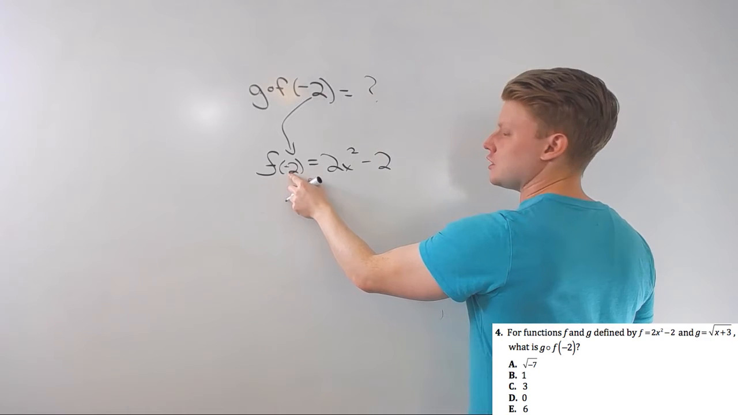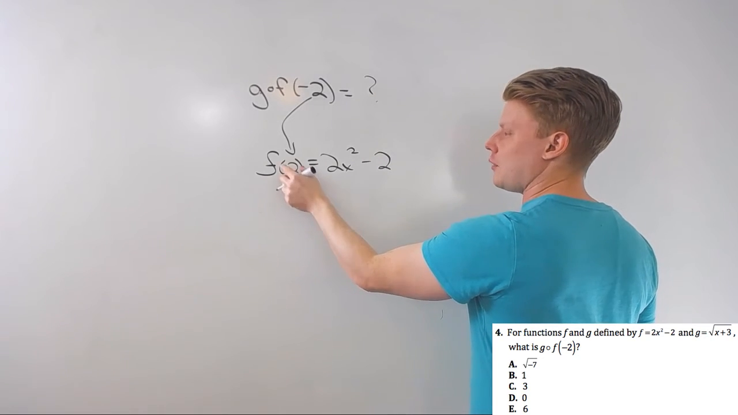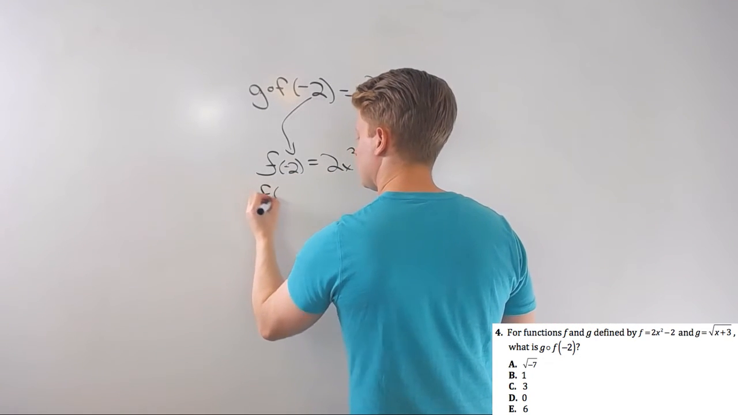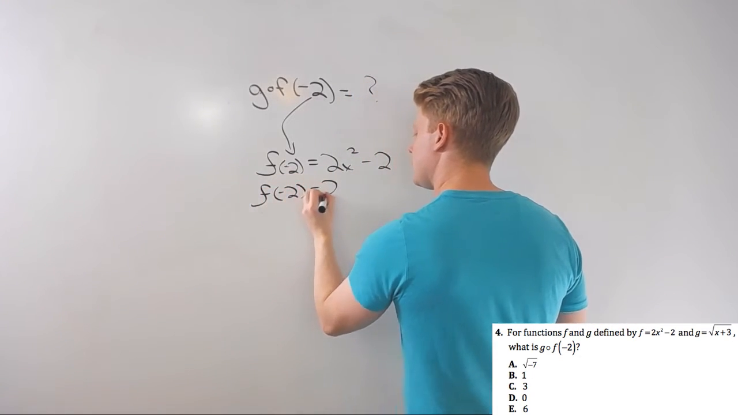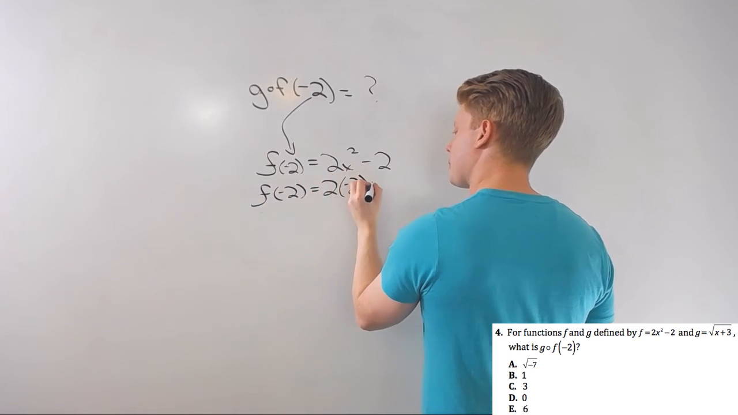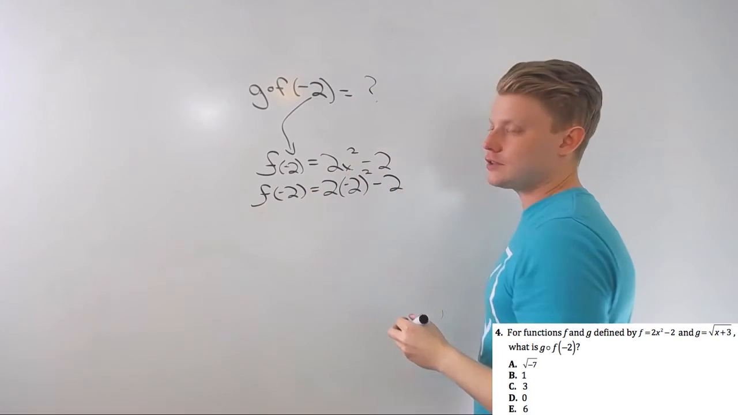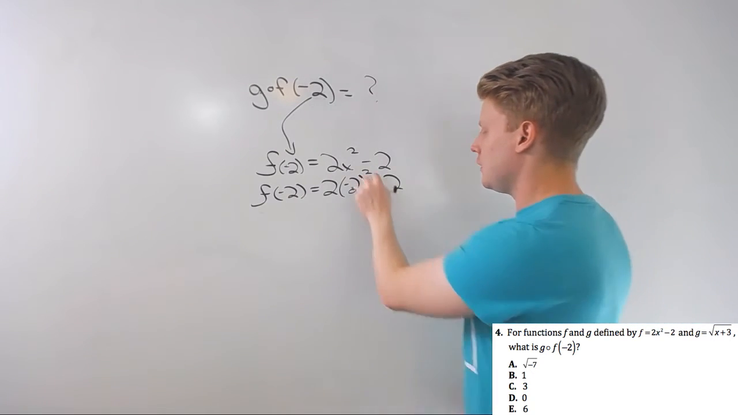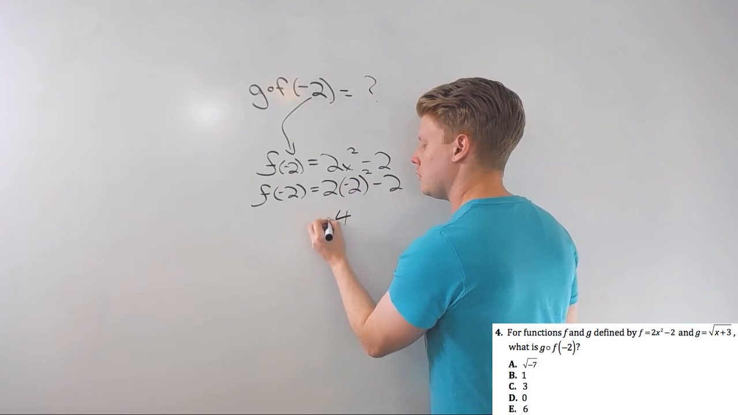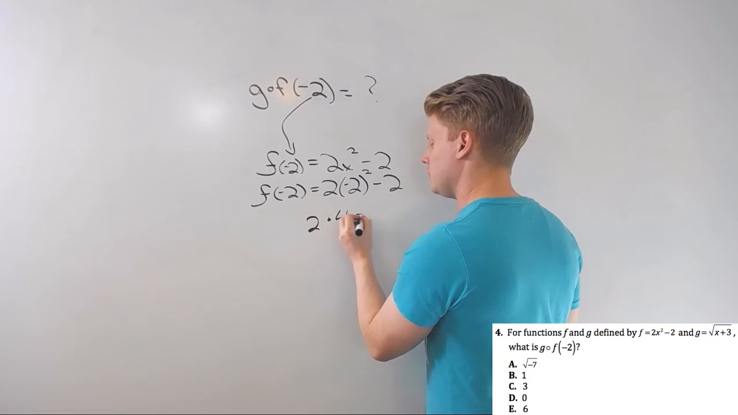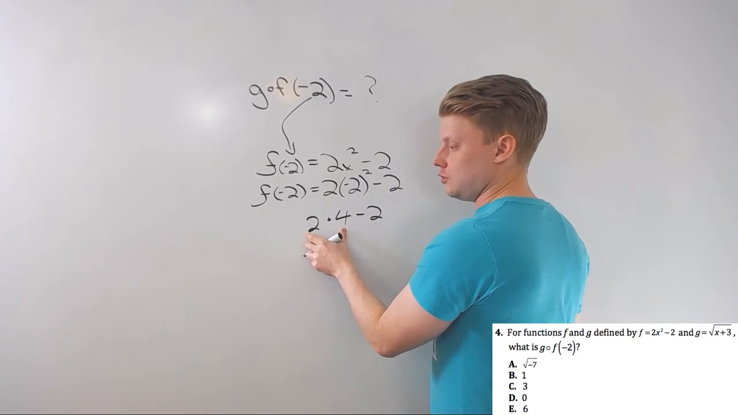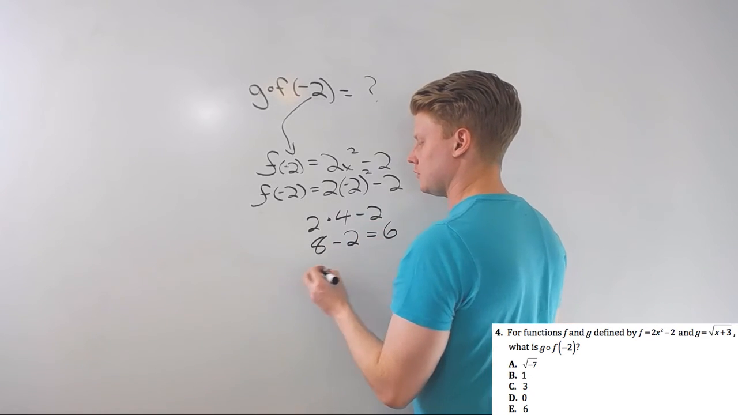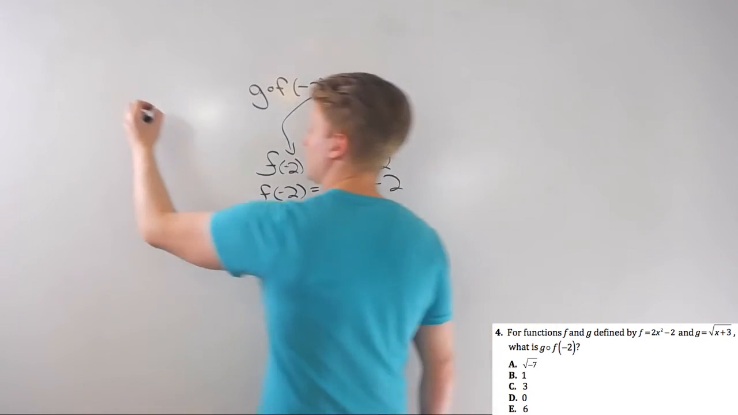Negative 2. Just like in the last video, just like any other function plug-in problem, this goes wherever x is. And the same things, operations-wise, that happen to x happen to the negative 2. So you run through your order of operations. The exponent goes first. Negative 2 squared is 4. Still multiplied by 2. Subtract 2. So 2 times 4 is 8 minus 2. f of negative 2 is equal to 6.